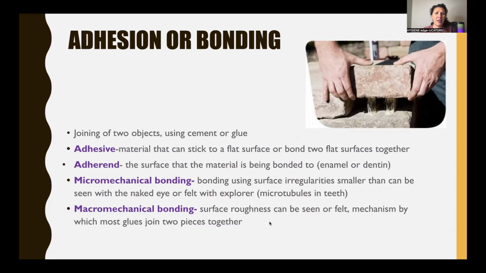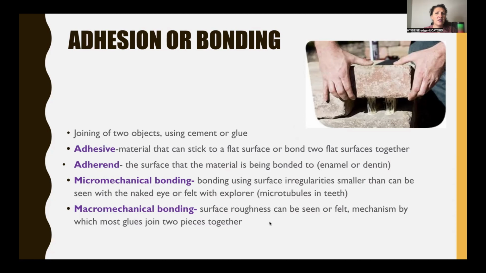So of course, we're joining two objects together. We want to join the tooth to the composite materials. The adhesive is the material that sticks to the surface or bonds two surfaces together. And then our adherend is the surface that the material is being bonded to. That would include enamel or dentin in this case.